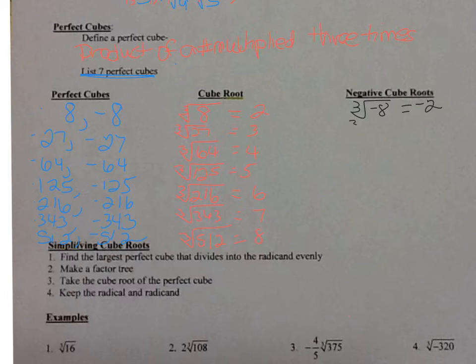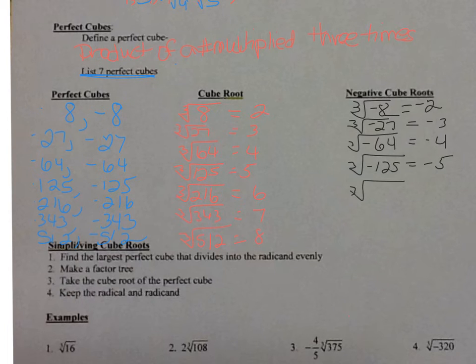The cube root of negative 27 would be negative 3. The cube root of negative 64 is negative 4. The cube root of negative 125 is negative 5. The cube root of negative 216 is negative 6. The cube root of negative 343 is negative 7. And the cube root of negative 512 would be negative 8. And obviously, it just keeps going and going and going.